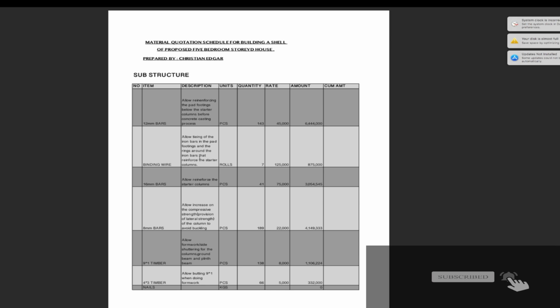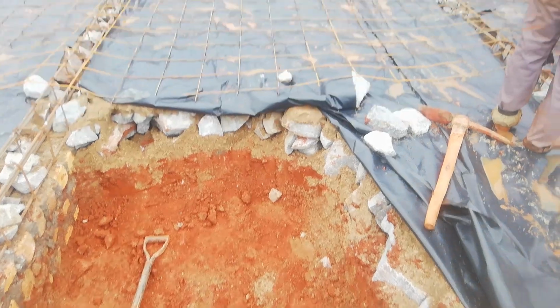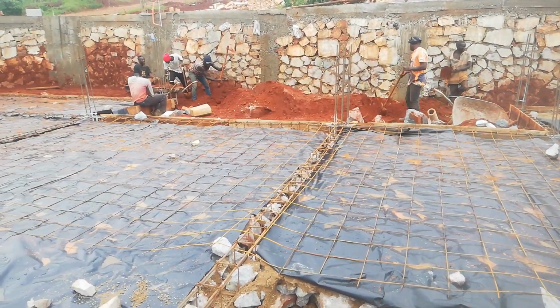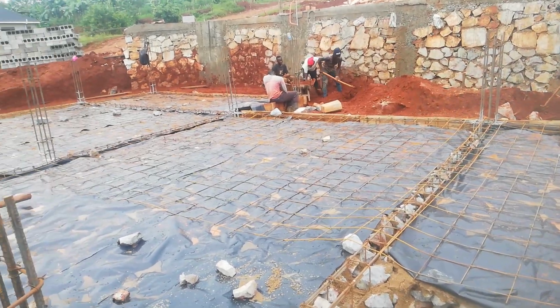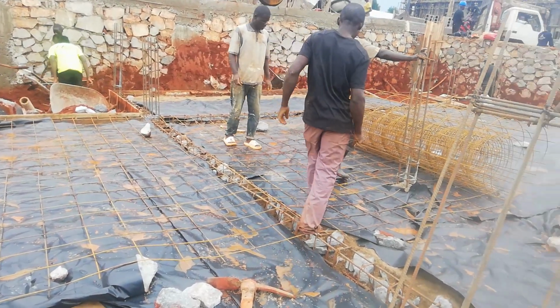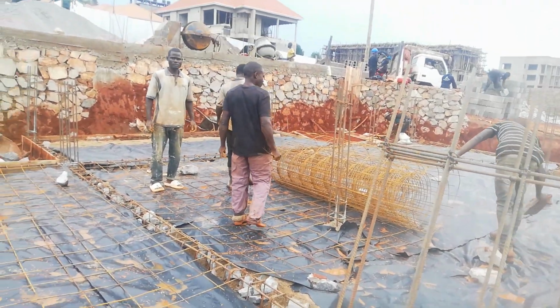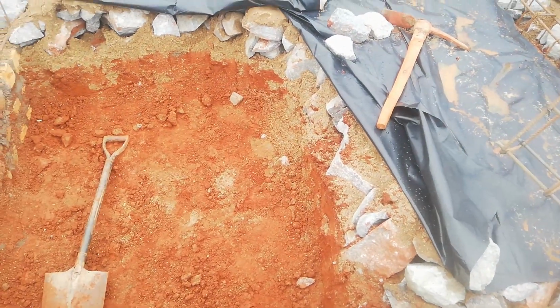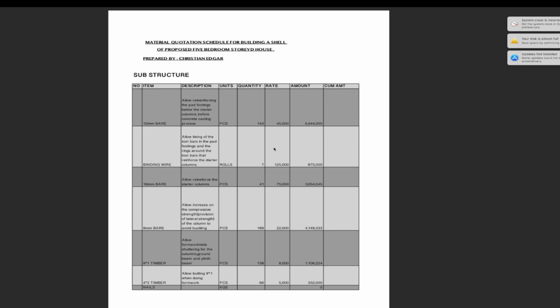Then we also bought binding wire. Binding wire was for tying the pad footings and also tying the starter columns. Remember, on those starter columns we usually put stirrups, which are commonly known as rings. Those rings are usually tied with binding wire. So we bought 7 rolls, and each roll cost 125,000 shillings, and that cost us 875,000 shillings.